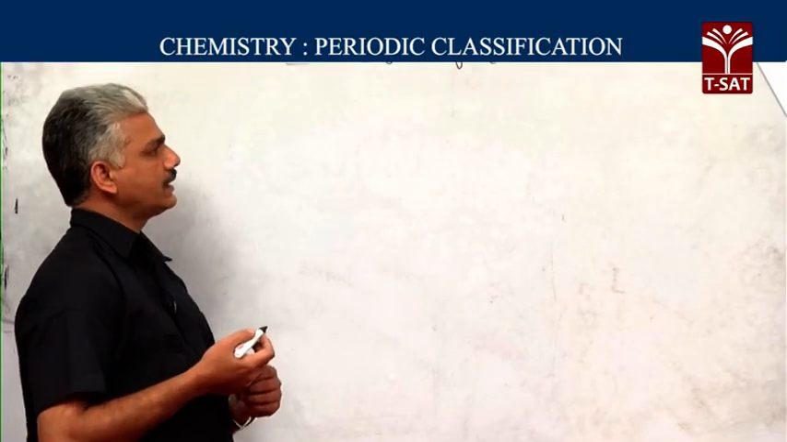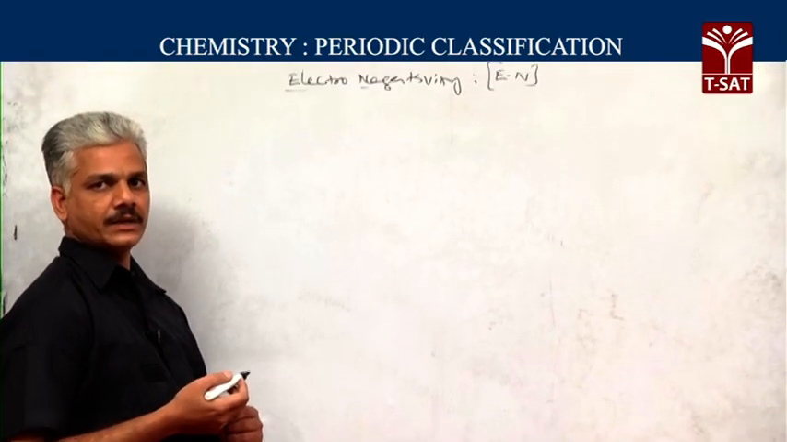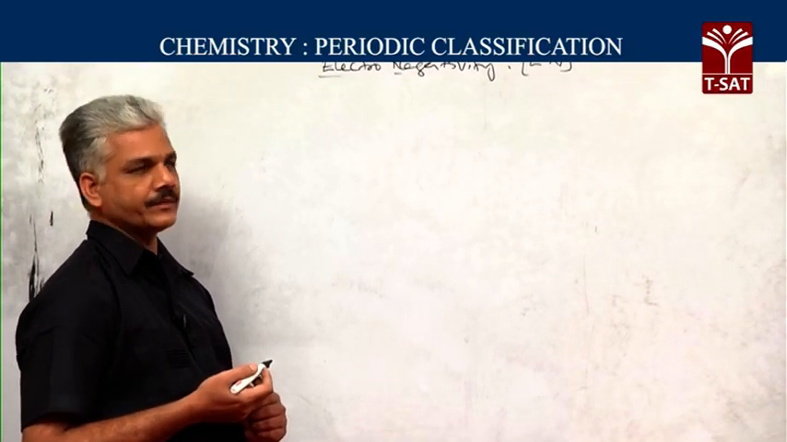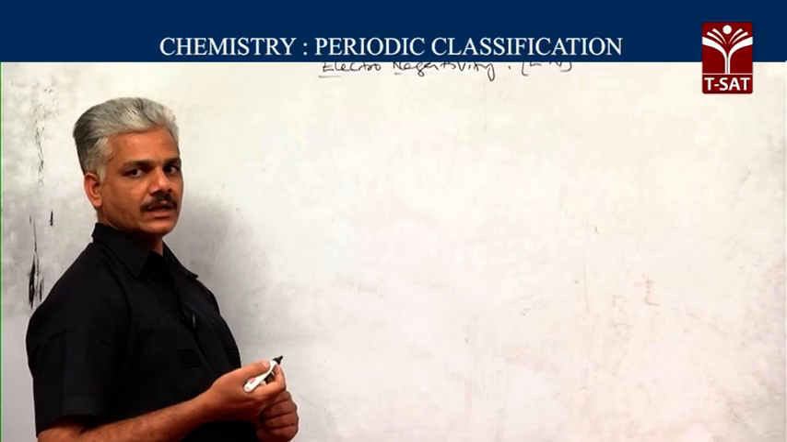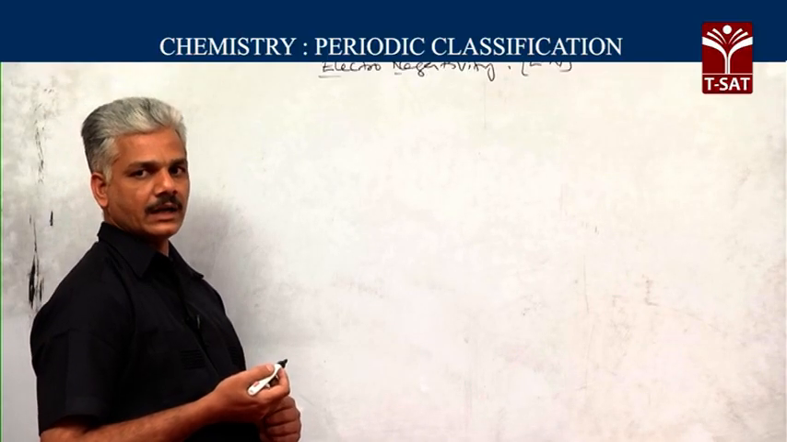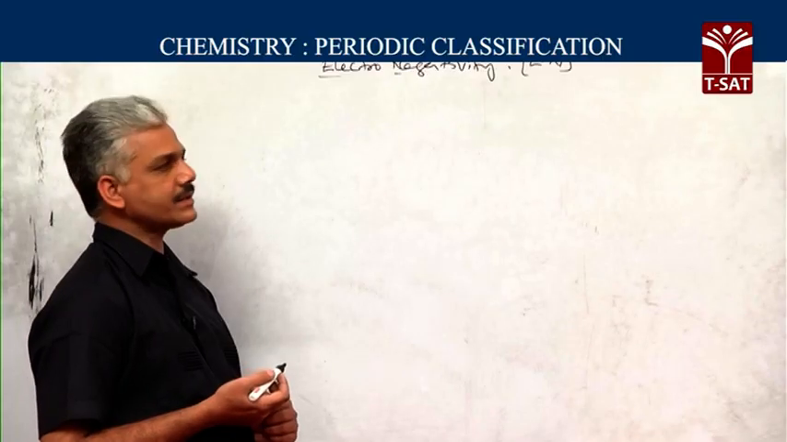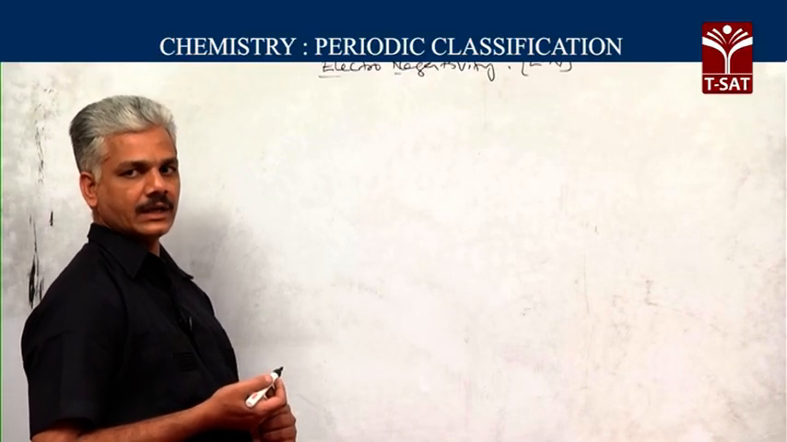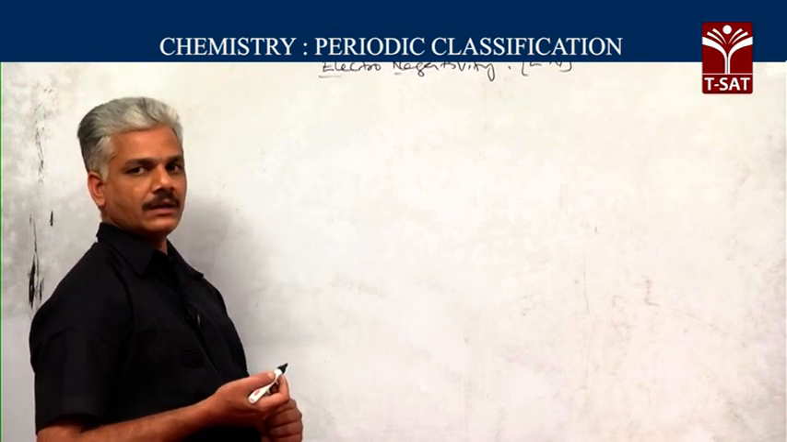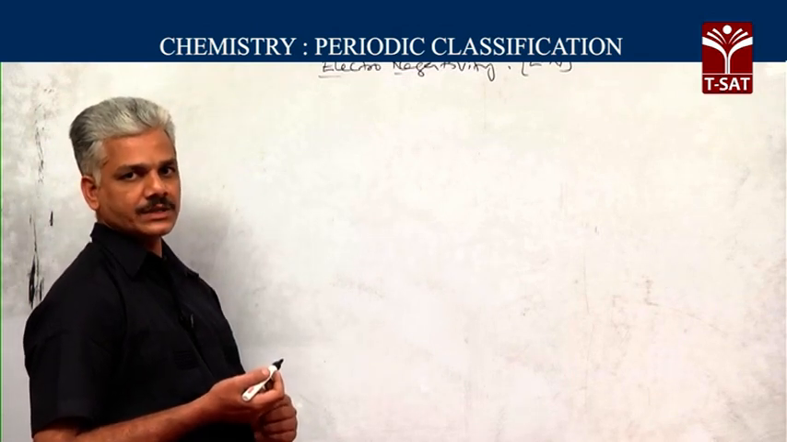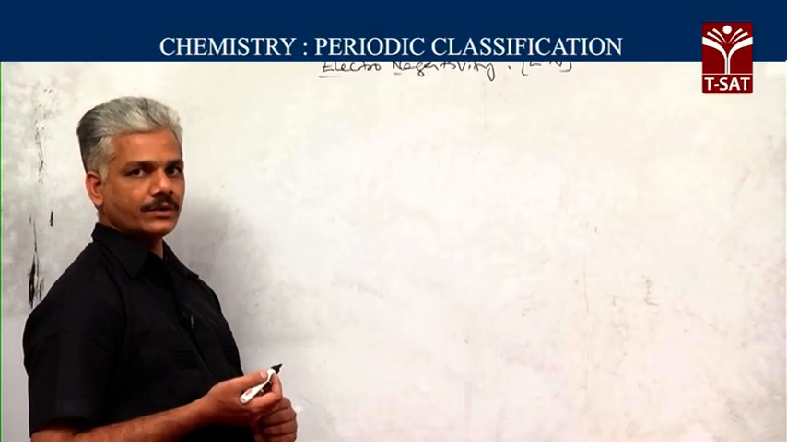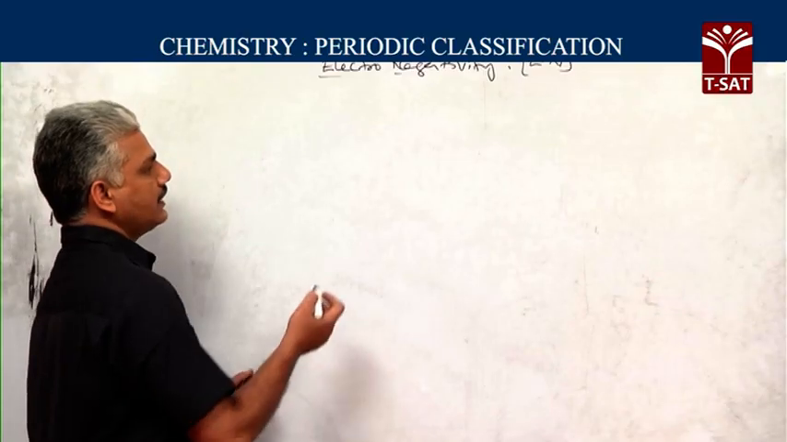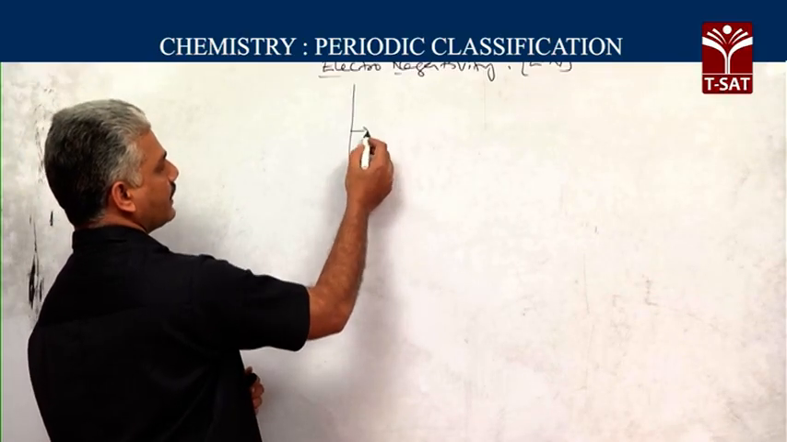Electronegativity. It is defined as the electron attraction capacity of an element in a covalent bond. The elements with a higher electronegativity value attract the shared pair of electrons towards themselves. Therefore, electronegativity can be defined as the ability of an atom to attract the shared pair of electrons more towards itself in a covalent bond. This electronegativity is calculated in two ways.